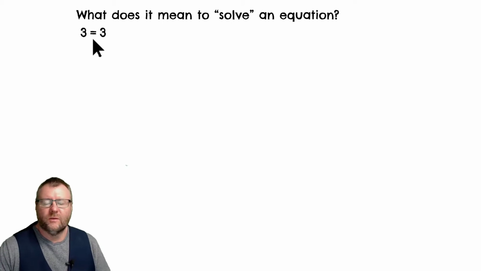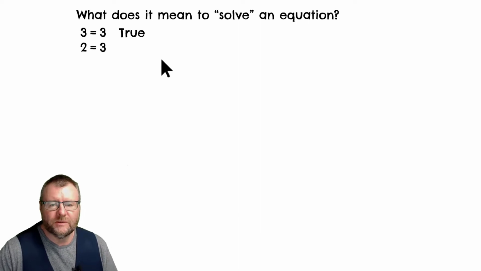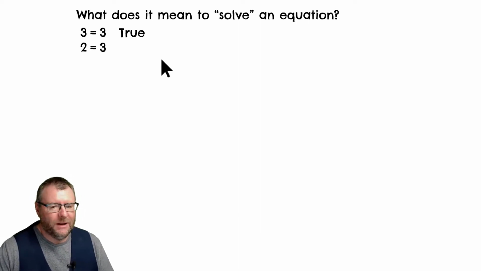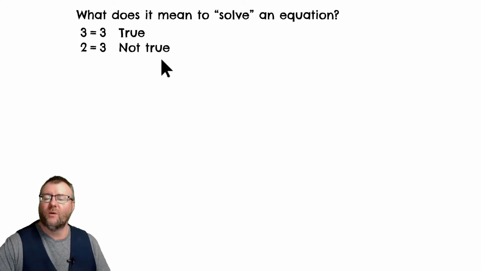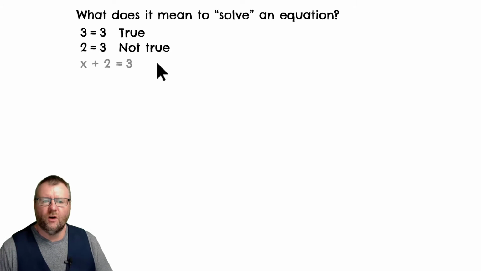Now, 3 equals 3 is a really basic equation, and we all agree that that's true. 3 does equal 3, so we would say that equation is true. What about this one though? 2 equals 3. Well, it's an equation, but it's clearly not true. 2 does not equal 3, so we would say that equation is not true. So what does it mean to solve an equation?